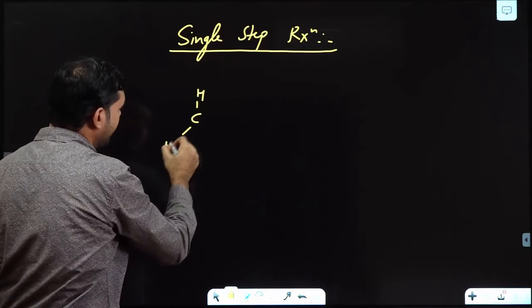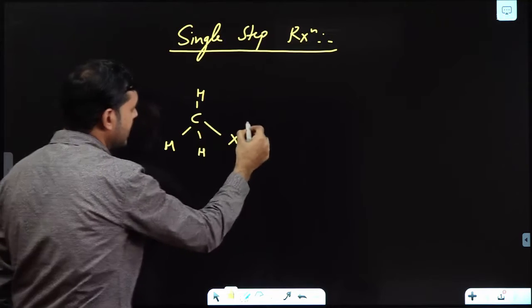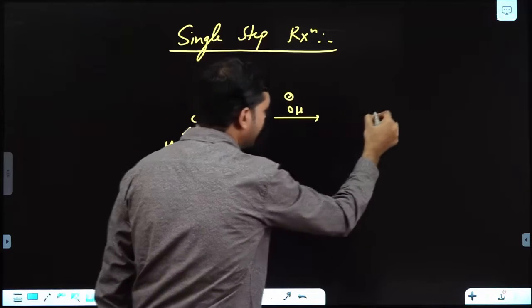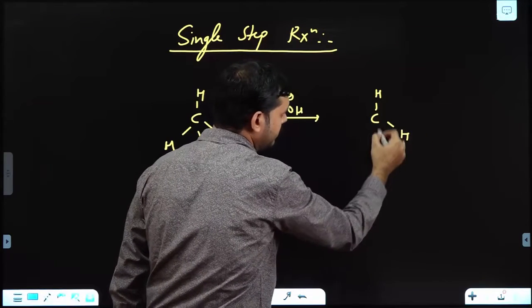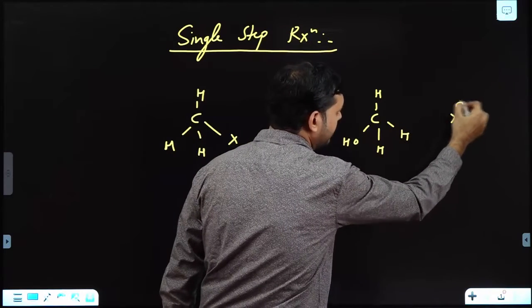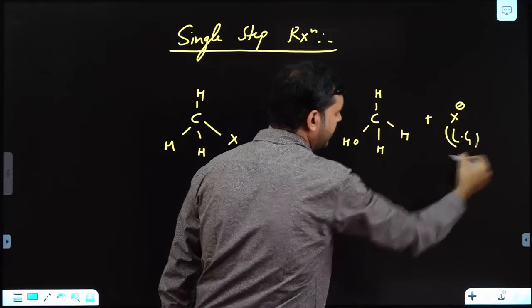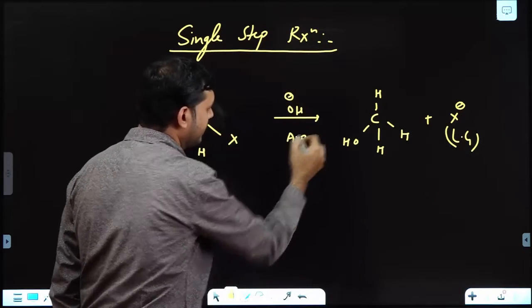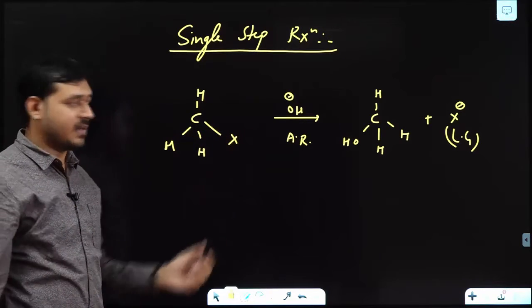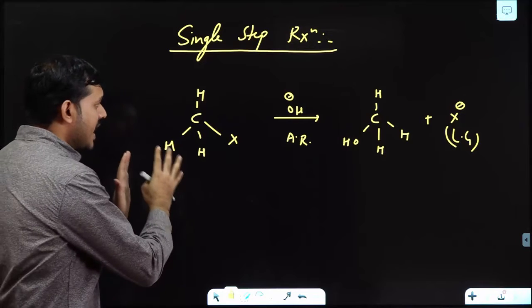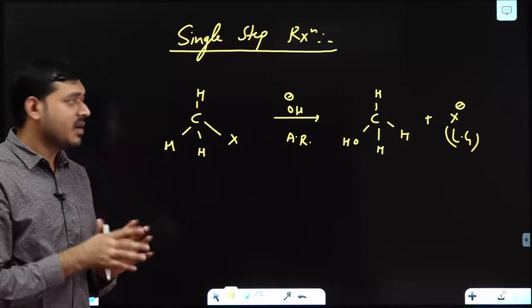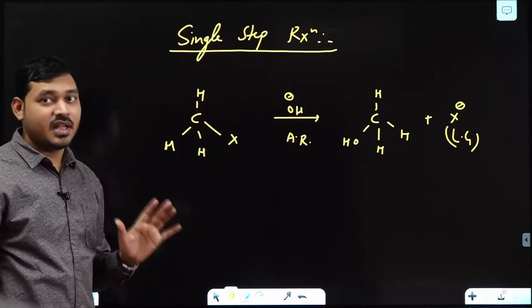I am just giving you an example of a single step reaction. This is X and here you are taking OH minus and here you get this OH. Okay, and X minus is removed as a leaving group. Clear? This is your attacking reagent. Suppose this is a reaction which is occurring in one step, only single step. Then as the reaction is only single step, the rate will be defined based on this only, right? Rate of reaction.